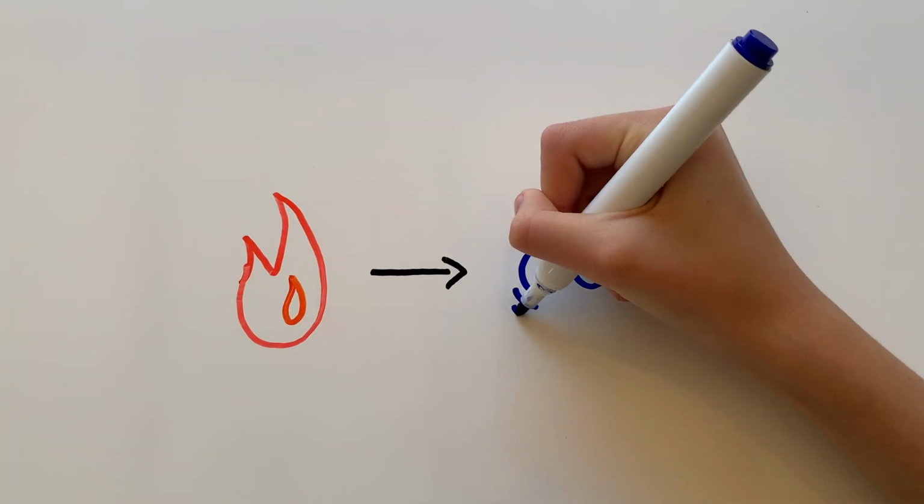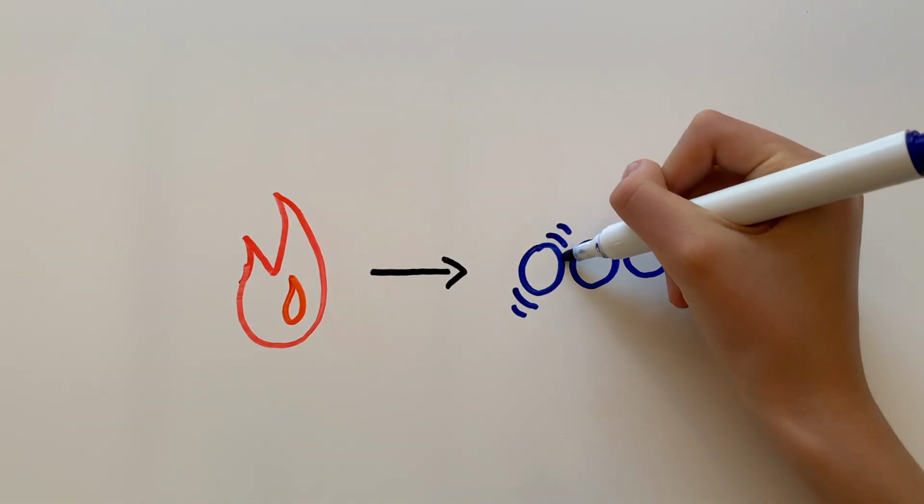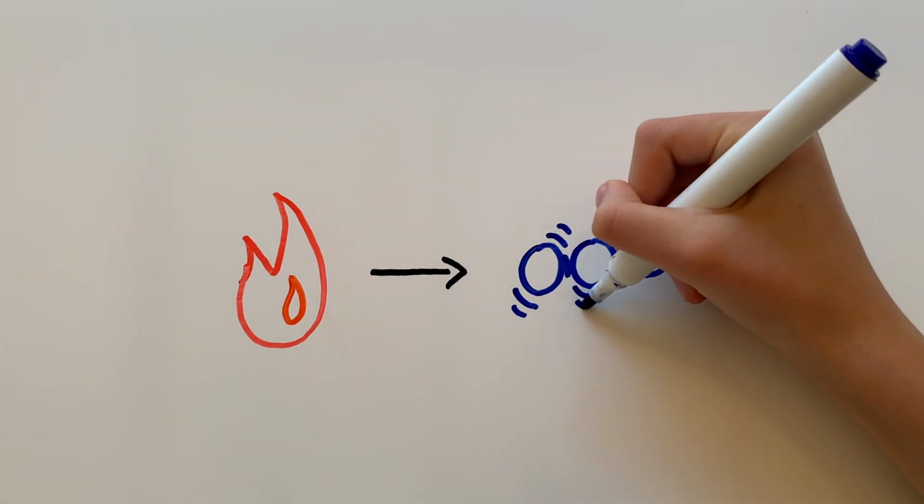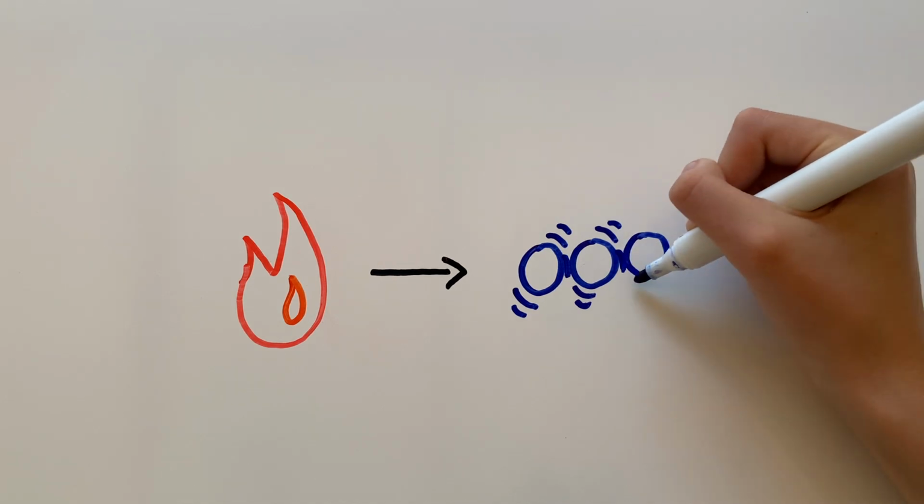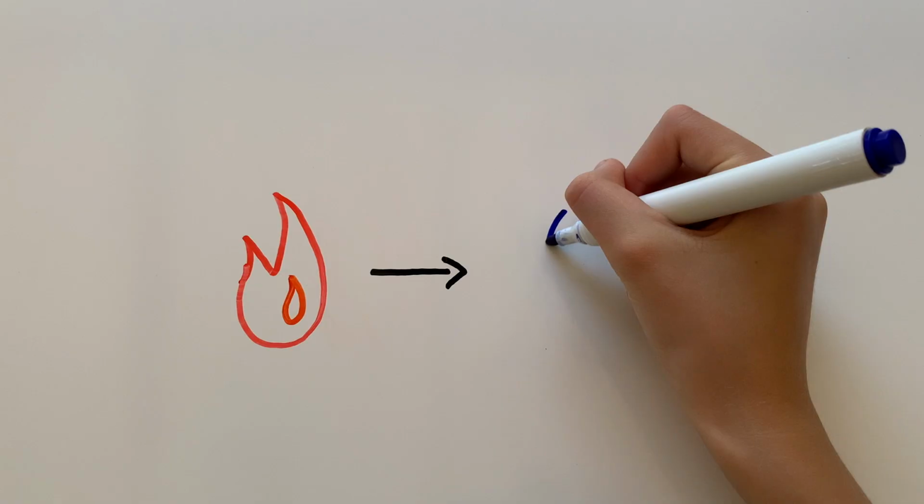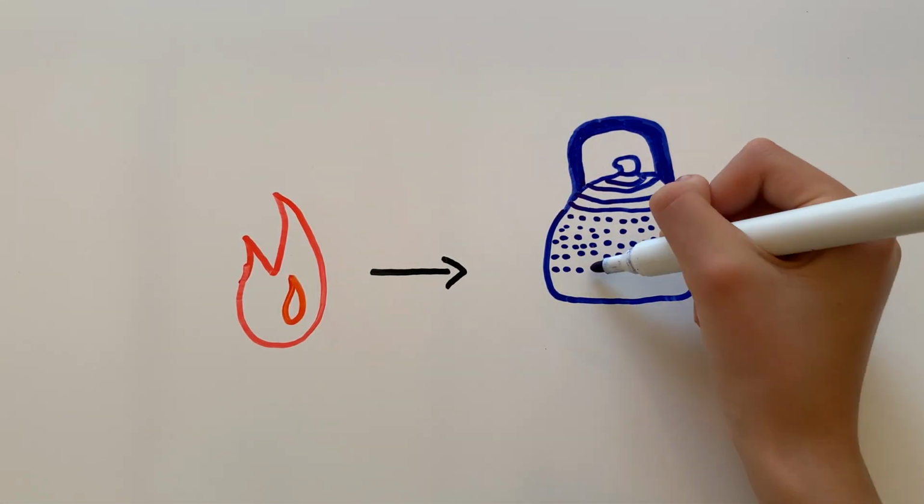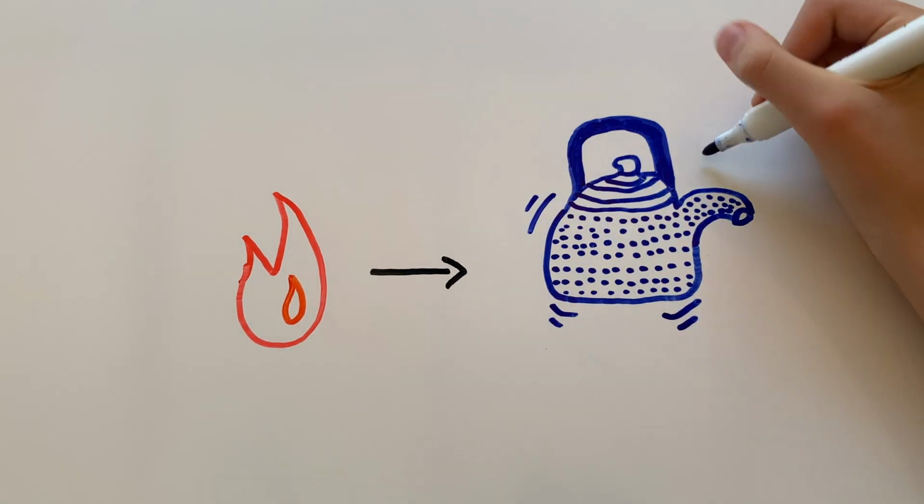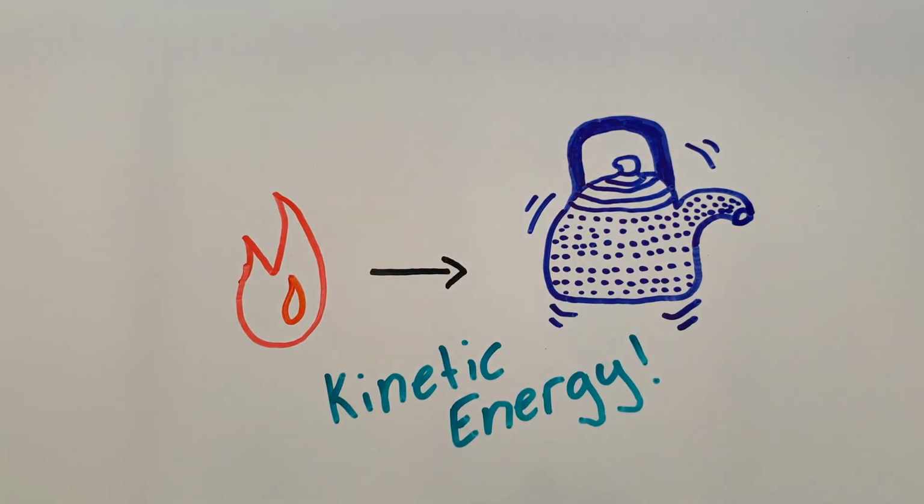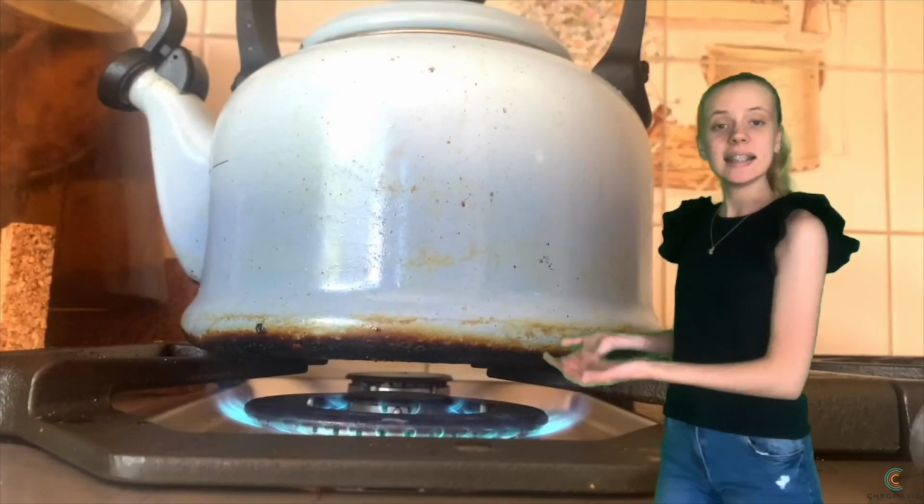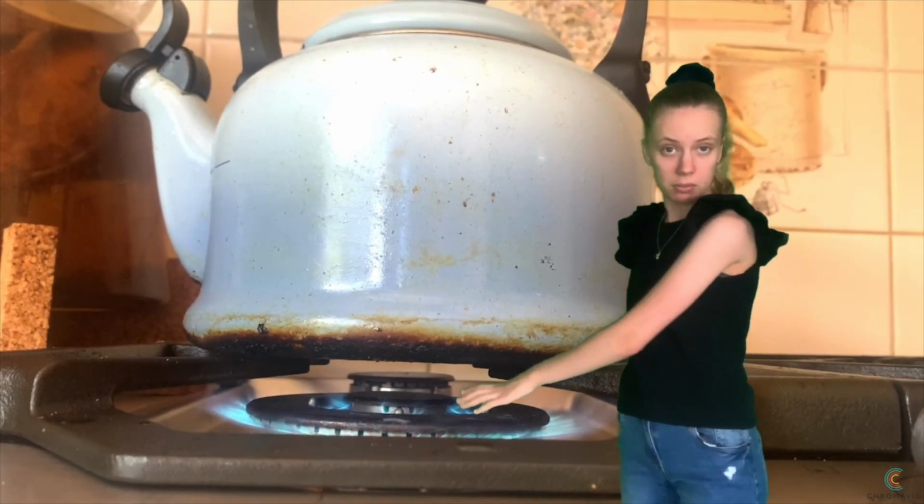The particle closest to the flame gets hot and starts to vibrate, knocking into its neighbour, transferring the heat, and that particle starts to vibrate as well. This process continues until all the particles inside the object are very hot and vibrating fast because they are full of kinetic energy. This kettle that you touched was being heated by the flames underneath.